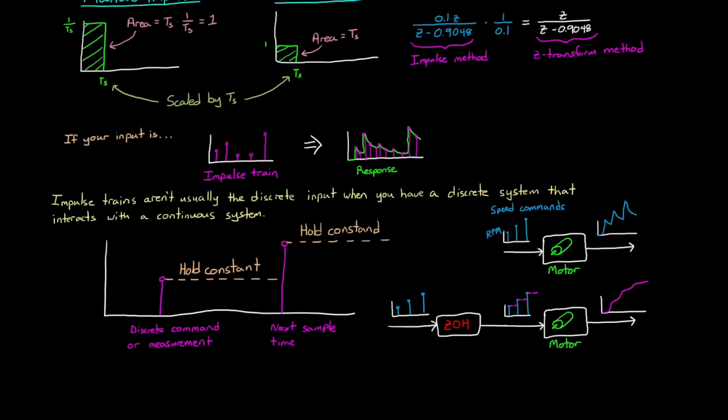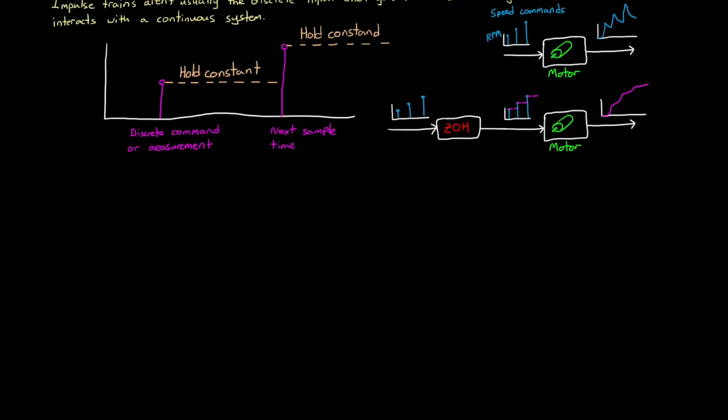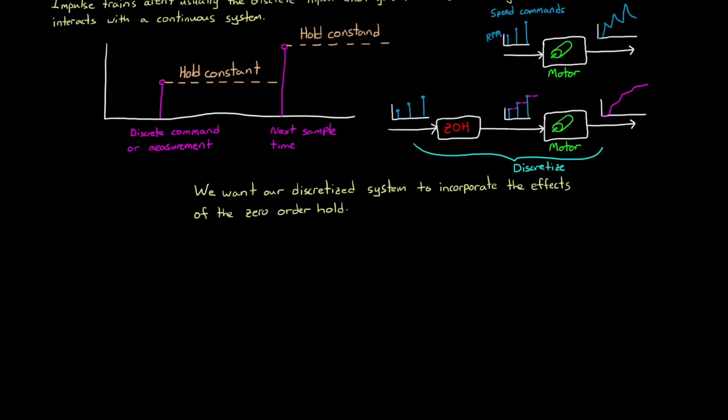Or to tie it back to our controller design, we want our discretized controller to behave like our continuous controller when subjected to the same types of inputs. And in our case, our inputs are not impulses, but step functions that are generated by a zero-order hold. Therefore, we want our discretization method to include the effects of that zero-order hold, as well as discretizing our system.